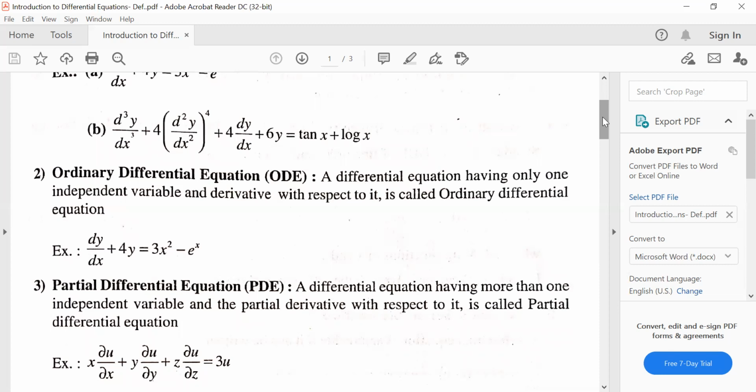We next come to a different kind of differential equation, called a partial differential equation. A differential equation having more than one independent variable and their derivatives is called a partial differential equation. For example, in this example we can see u is a function of x, y and z. That means u is a function of more than one independent variable.